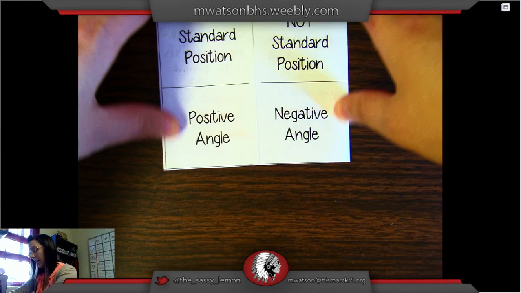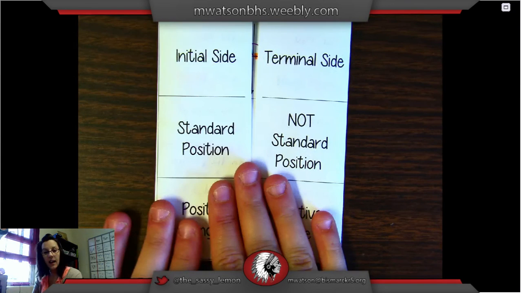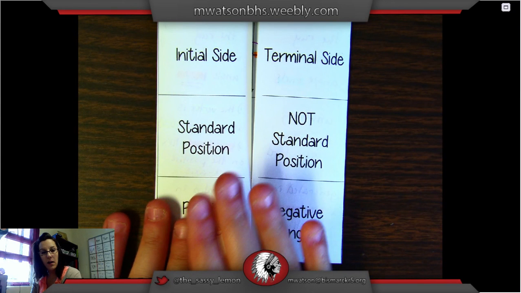That is our very first lesson. Come in tomorrow, just make sure you know these words, and we'll do some practice with it.